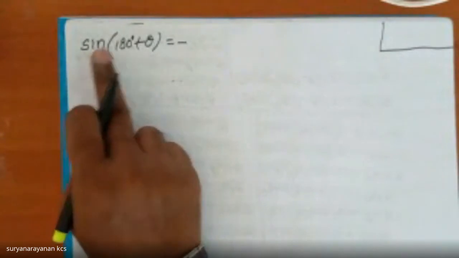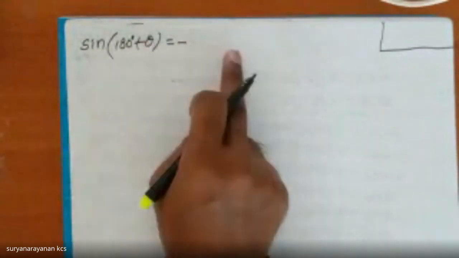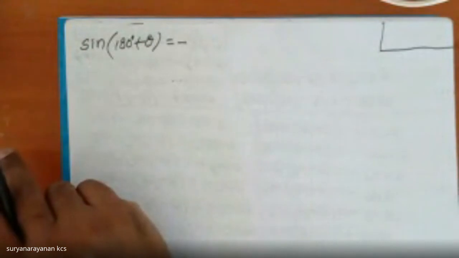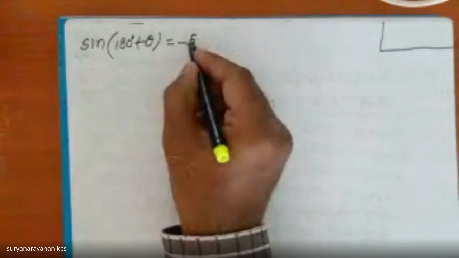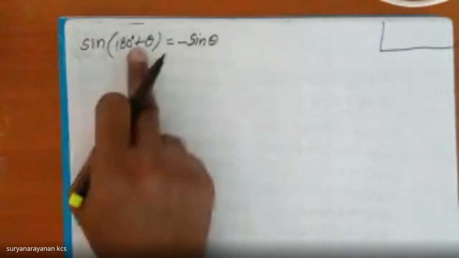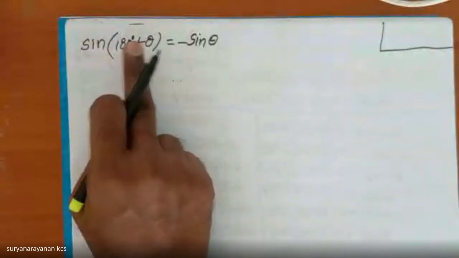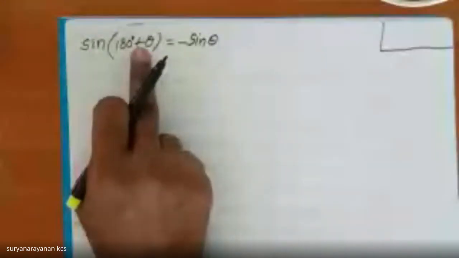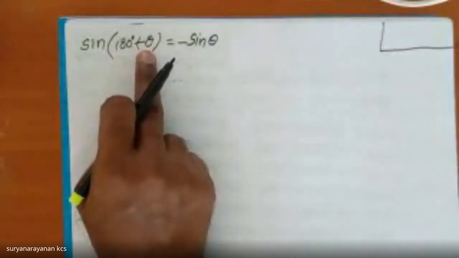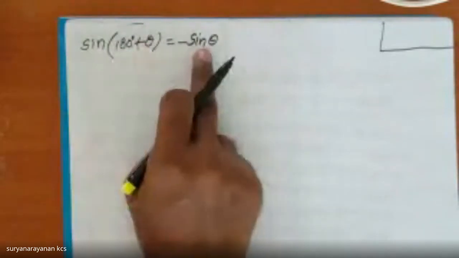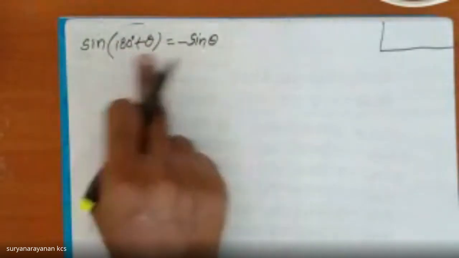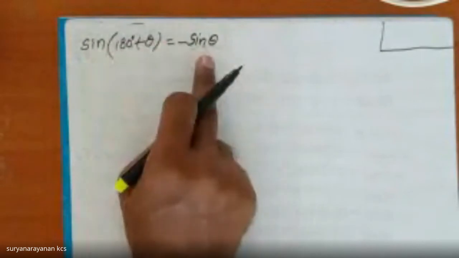Here the sign changes to cos, or sine as it is, we should write. Yes, very good. Sine theta. Previously I told you, if an angle is written with a combination of 180 degrees, it may be 180 degrees plus theta or 180 minus theta. Trigonometric functions do not change.